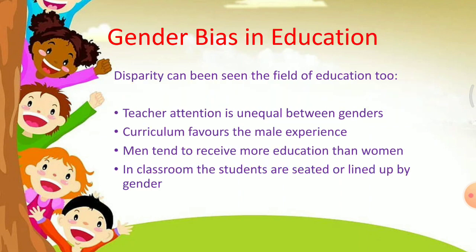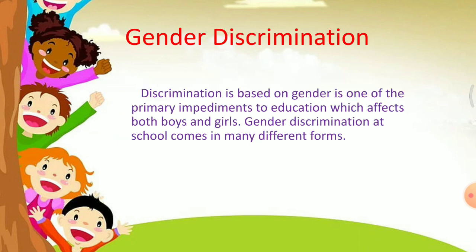Gender bias in education. Disparity can be seen in the field of education too. It may include teacher attention being unequal between genders, curriculum favoring the male experience, and men receiving more education than women. In the classroom, the students are seated or lined up by gender.